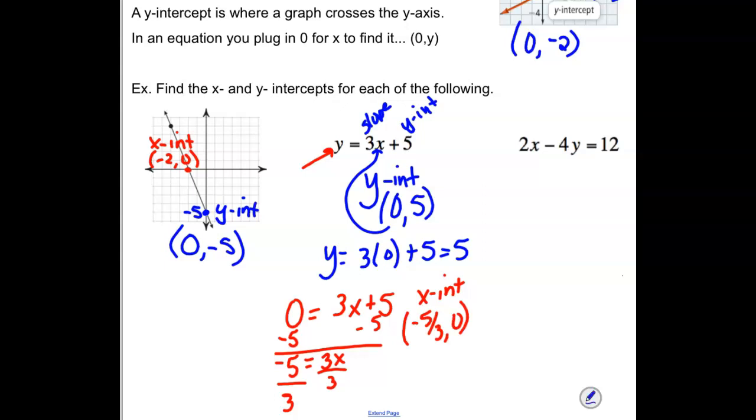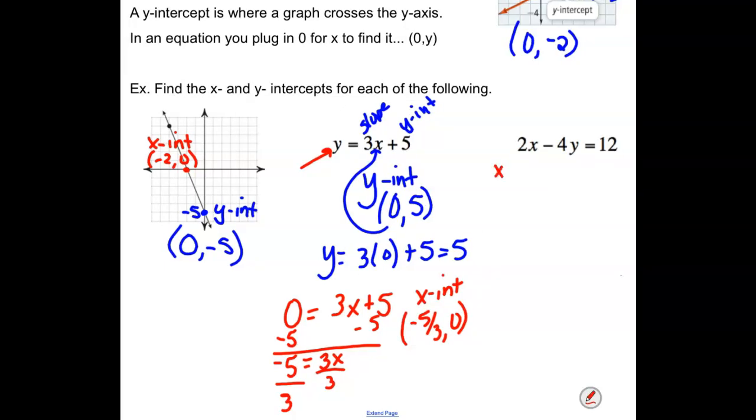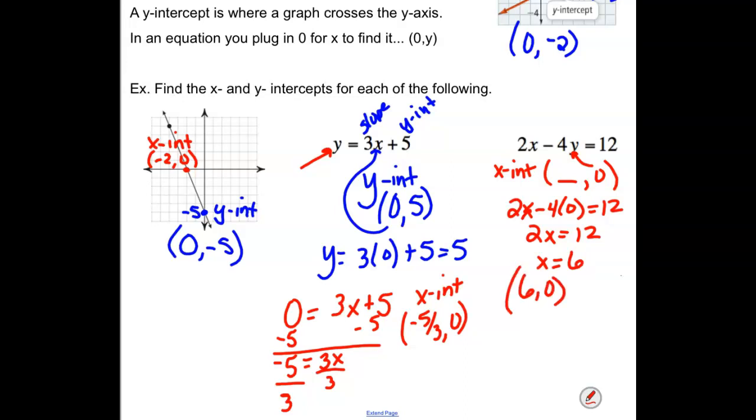All right, for our third example, again, we are trying to find x and y intercepts. Our x-intercept was the value for x when y is 0. So let's go ahead and put a 0 in for y. We have 2 times x minus 4 times 0 equals 12. But 4 times 0 is just 0. Subtracting 0 doesn't do anything. So we really get the equation 2x equals 12. And dividing by 2, we end up with x equals 6. So my x-intercept would be 6, 0.